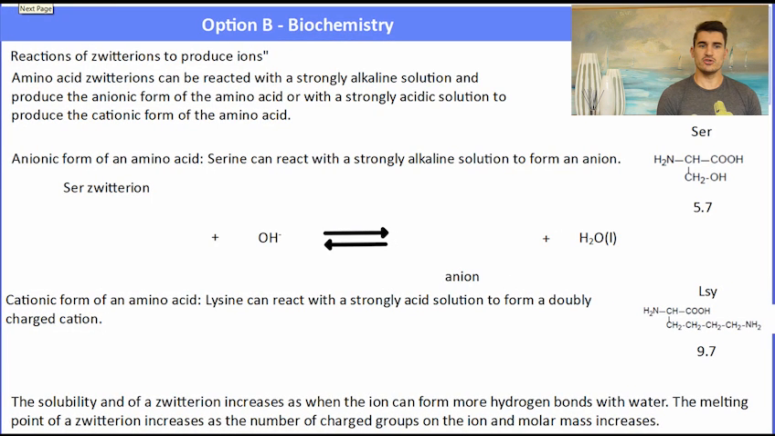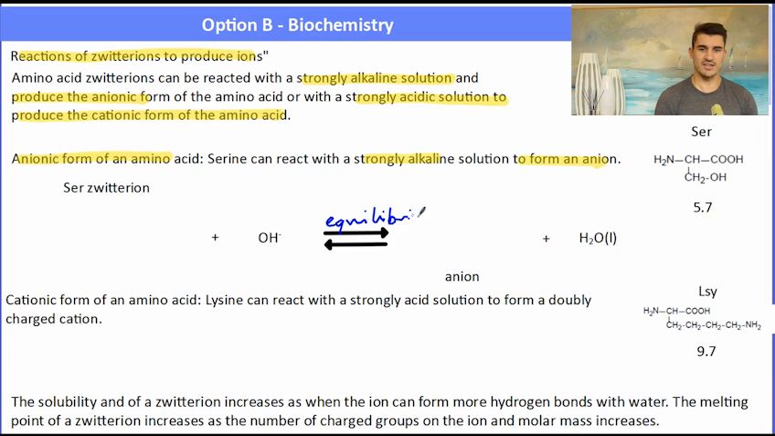So what we can do is we can react these Zwitter ions with either a strongly alkaline or a strongly acidic solution to form either the anionic amino acid or the cationic amino acid. So serine can react with a strongly alkaline solution to form an anion, and it's an equilibrium process.